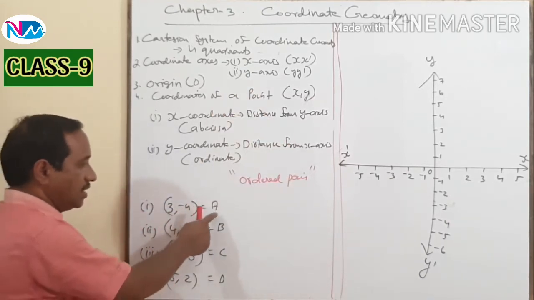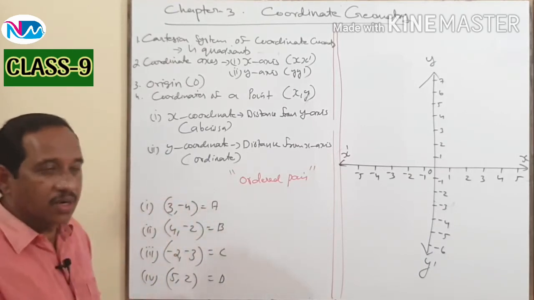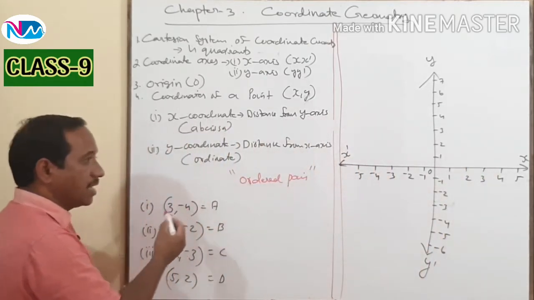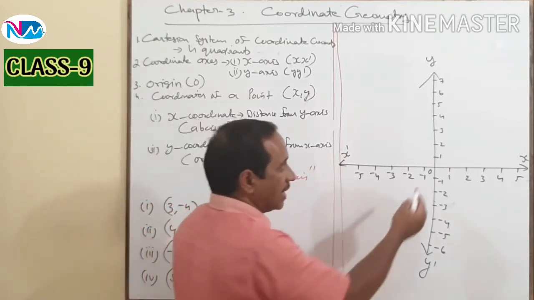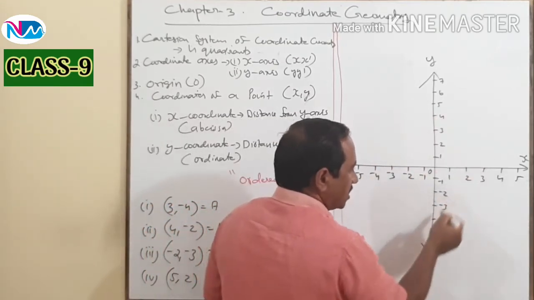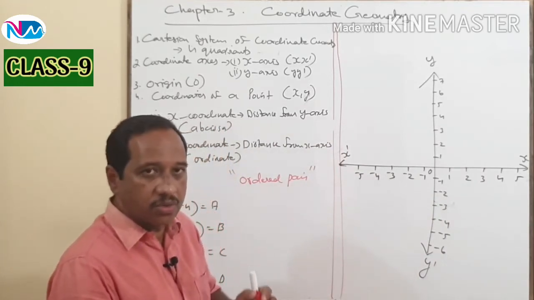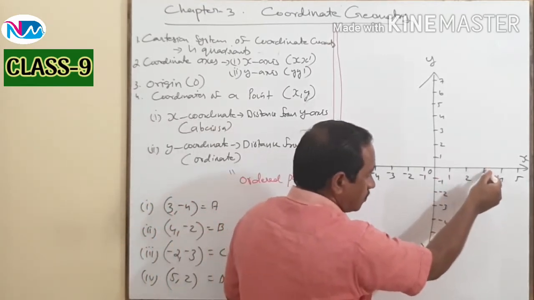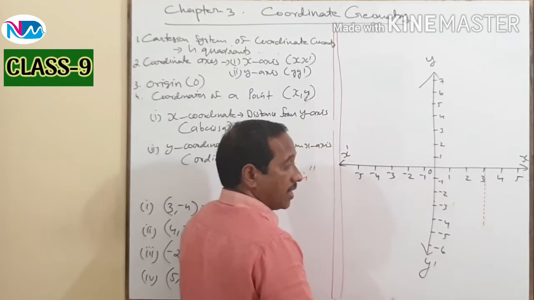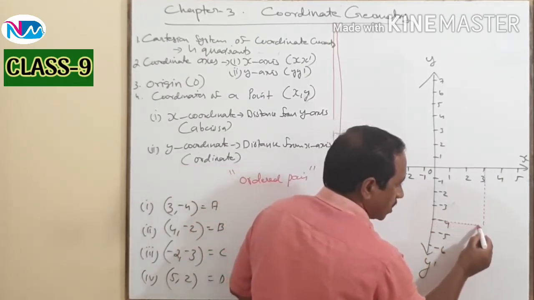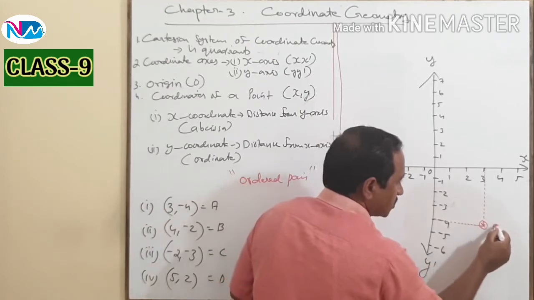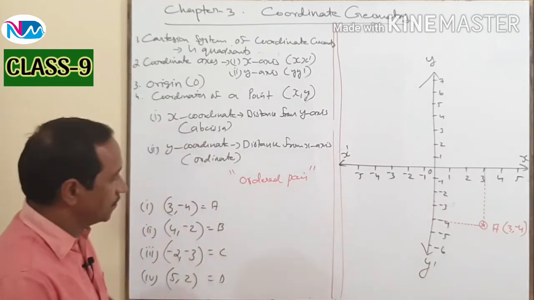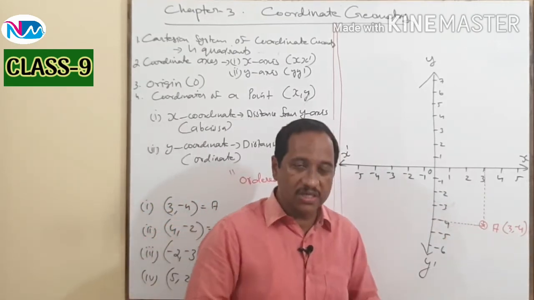The first point is A with x-coordinate 3. The x-coordinate 3 will be taken from the x-axis, and the y-coordinate -4 will be taken from the y-axis, -4 here. But these two are not two different points. We have to find a point whose x-coordinate is 3, meaning you bring it down, and y-coordinate -4, meaning you imagine a line like this. And this is the point A whose x-coordinate is 3 and y-coordinate is -4. So point A we have plotted.